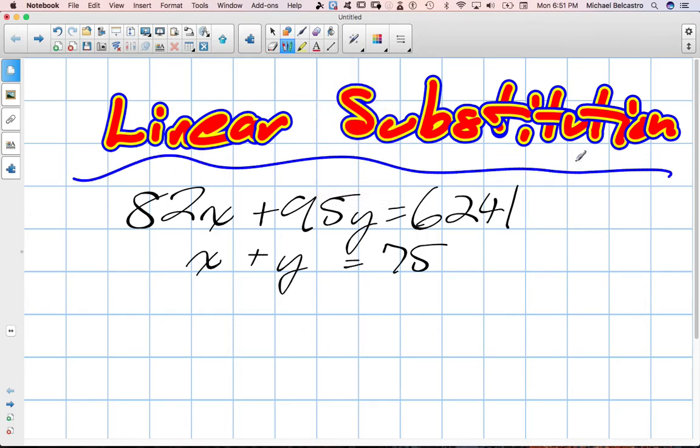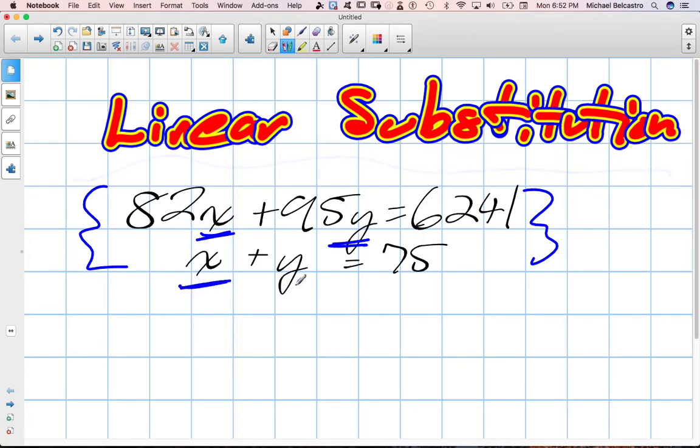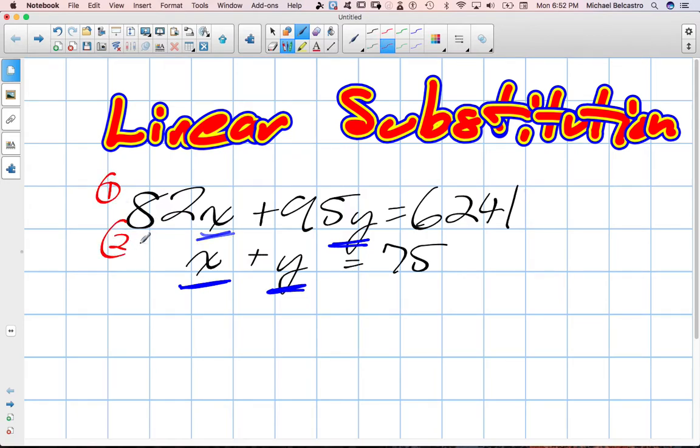We're going to look at linear substitution. So we have two equations, and we also have two exponents in each of the equations, which is perfect. We need two equations to solve for two unknowns. Our unknowns are the x variable and the y variable.